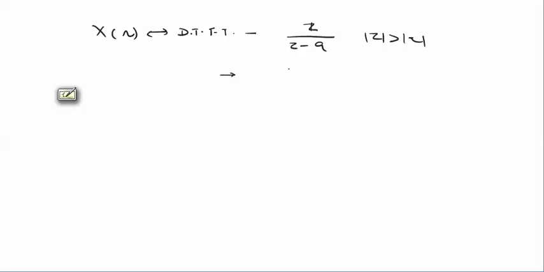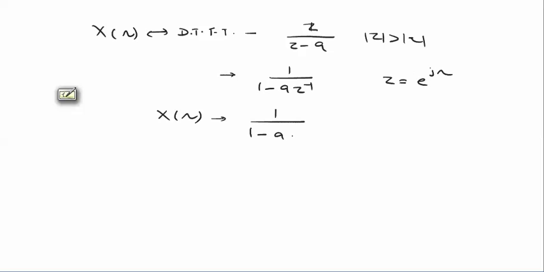Now move to the second part of this question. We want to calculate the DTFT. First we calculate the Z transform, which is Z upon Z minus a. The ROC is this one. So by putting the new value of Z, 1 upon 1 minus a Z inverse, by putting Z equal to e^(j omega), we get the DTFT. The DTFT is 1 upon 1 minus a e^(-j omega).